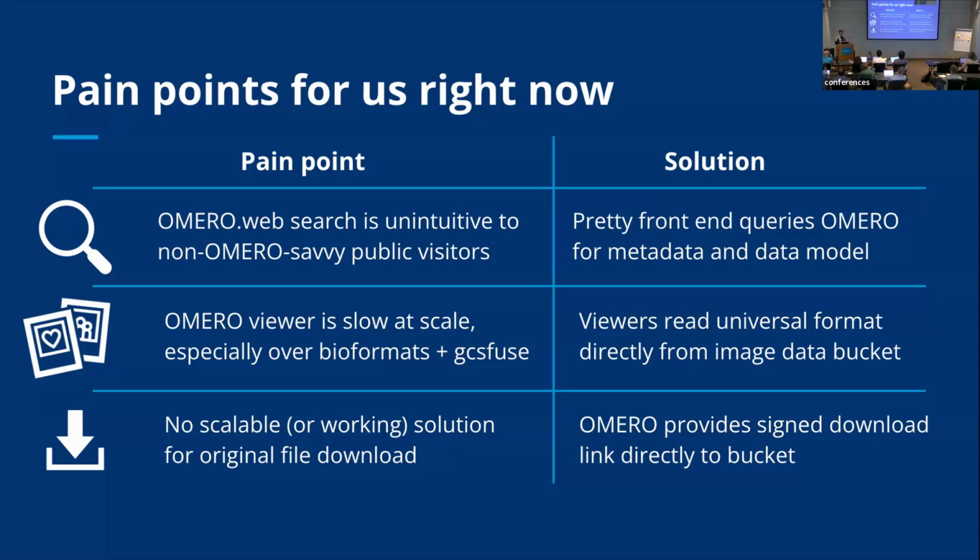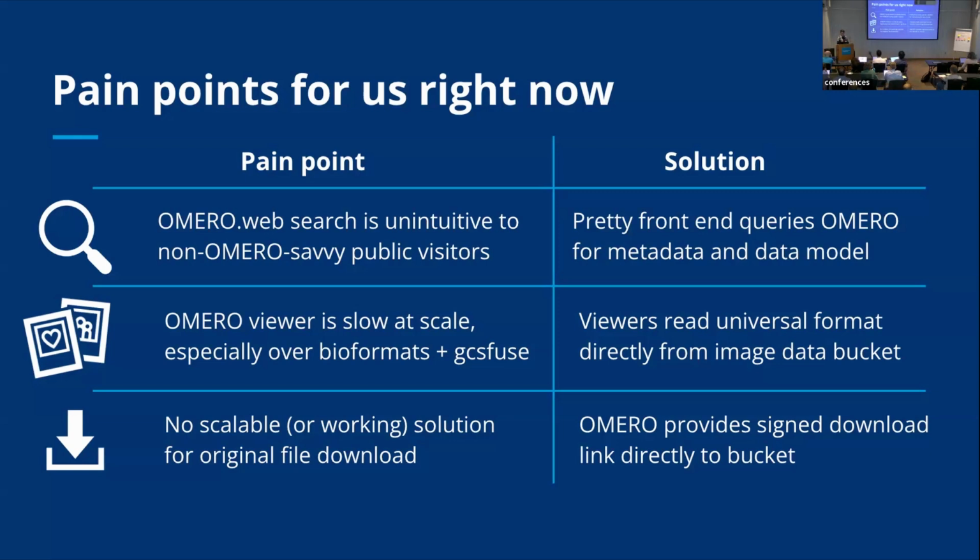That's the goal. We have found that OMERO Viewer, especially over GCS views, is slow because Bio-Formats is having to run on the fly and mounting object storage as a file system. There's just some slowdown there. So people who have viewers reading a more universal format directly from the image data bucket.